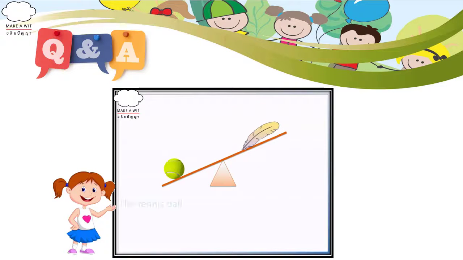Look at the tennis ball and the feather. The tennis ball is heavier than the feather, and the feather is lighter than the tennis ball. Excellent. Next.